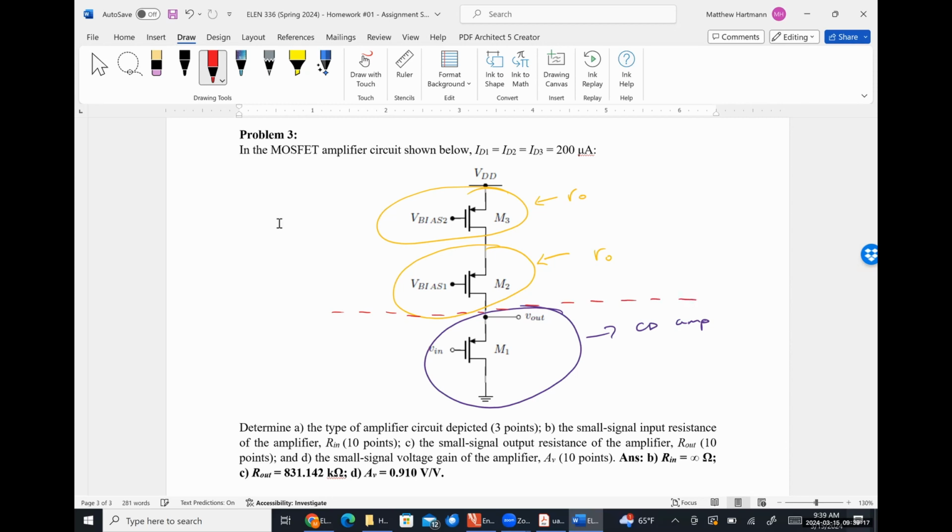is draw the small signal model of everything above the red line, where you're treating this topmost transistor as R naught, and then do the full small signal model for this middle one, and you'll be able to figure out what the impedance of that network looks like as a whole. So number 3 is the only one that should be remotely difficult. The other two should be really, really straightforward.